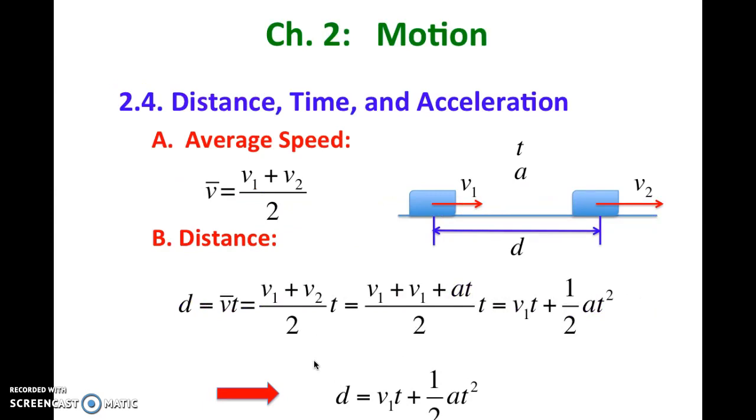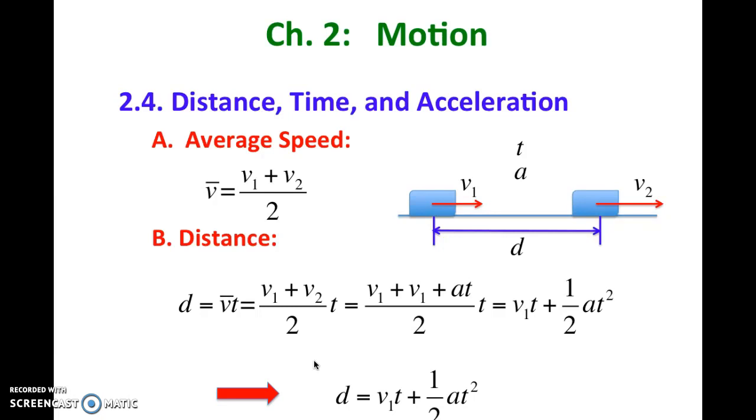Section 4. Displacement, time, and acceleration. Dividing the sum of initial and final speeds by 2, we have the average speed. Multiplying the time by the average speed, we have the distance traveled in that time.